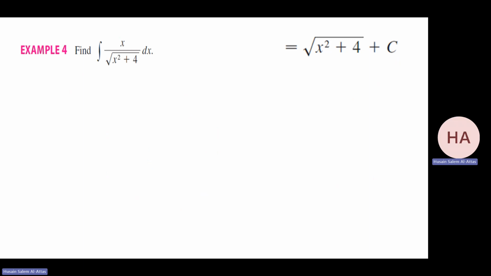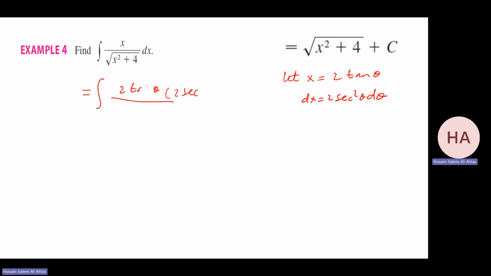x over square root of x squared plus 4. I let x equal 2 tan theta. So dx will be 2 secant squared theta d theta. Nice ones. Seems to me this will be what? 2 tan theta over, dx will be 2 secant squared theta d theta. That will be dx. Okay.